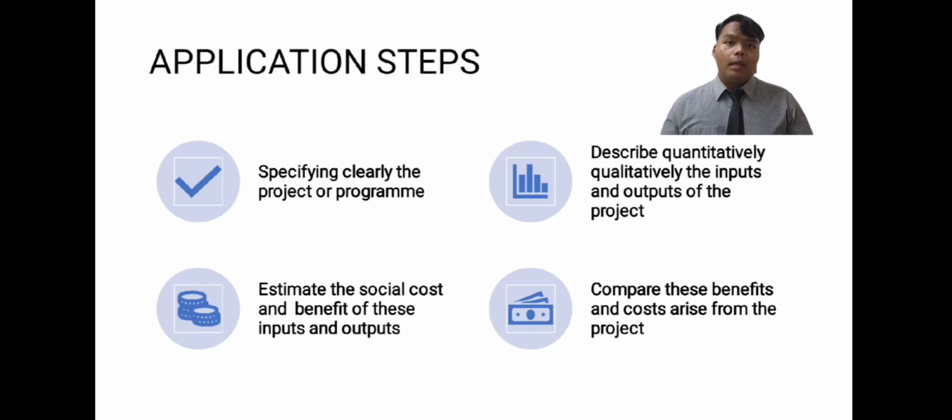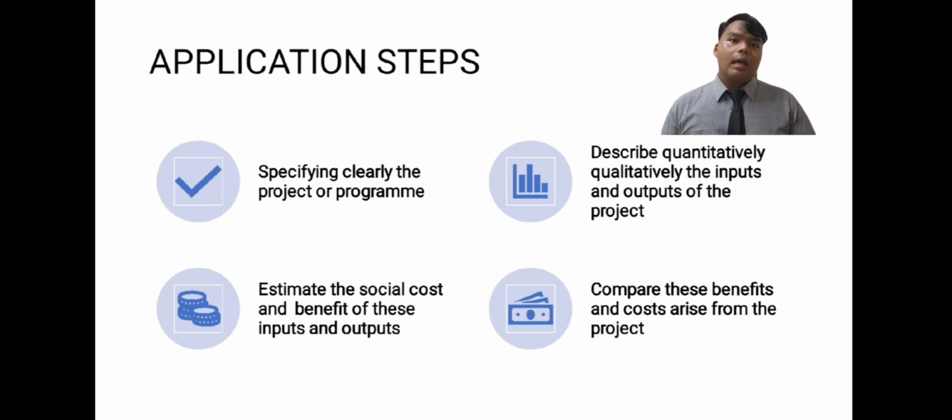The next step is to describe quantitatively and qualitatively the inputs and outputs of the project. In this step, you'll have to sit down and compile 2 separate lists. One is of all the projected costs, and the other is of the expected benefits of the proposed project. You have to determine the relevant physical inputs and outputs. This step helps the company in determining the cost, input, and output of the project.